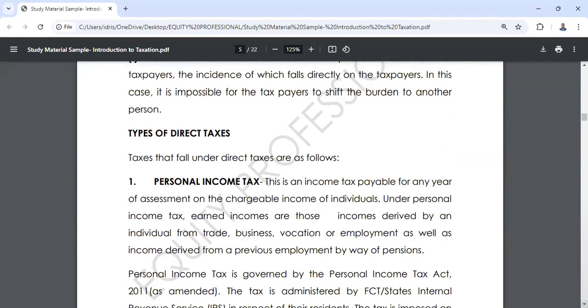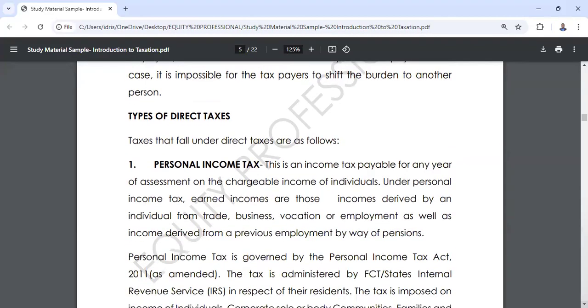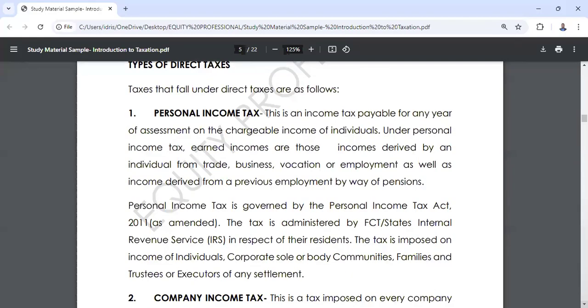Number one type of direct tax that we have is personal income tax. Personal income tax is a tax imposed on income derived by individuals, employees, sole proprietorships, partnerships, trustees and communities. The taxes imposed on income or profit derived by individuals, employees, sole proprietorship, partnership, trustees is called personal income tax.